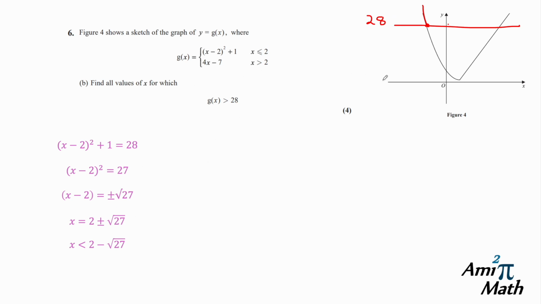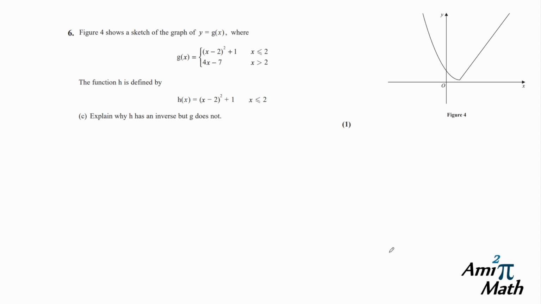Okay, and then for this one, 4x minus 7, this is a straight line, and this is the point it meets 28. And for all the values, when it meets 28, as the x-coordinate gets larger, the y-coordinate gets essentially bigger than 28. So we need to find when 4x minus 7 is greater than 28. So obviously you can just add 7 on both sides, divide by 4 on both sides, and you get x is greater than 35 over 4. And you can say g of x is greater than 28 when x is less than 2 minus root 27 and x is greater than 35 over 4.